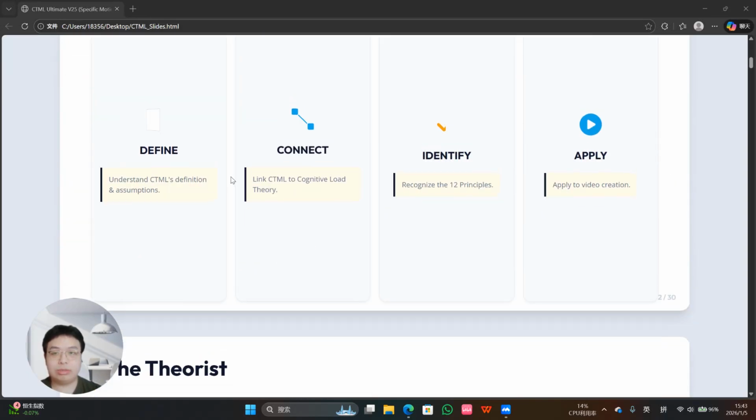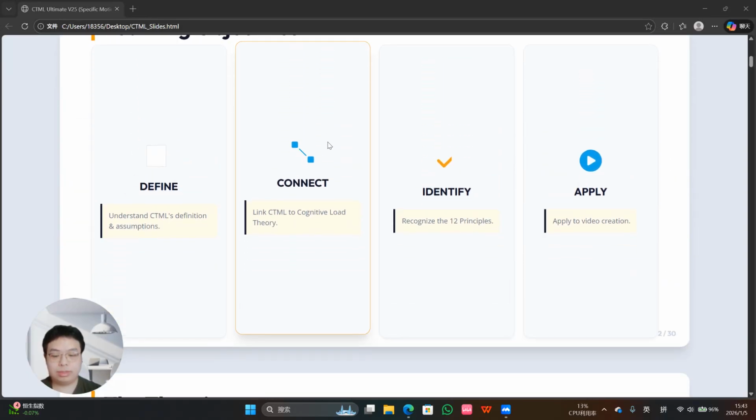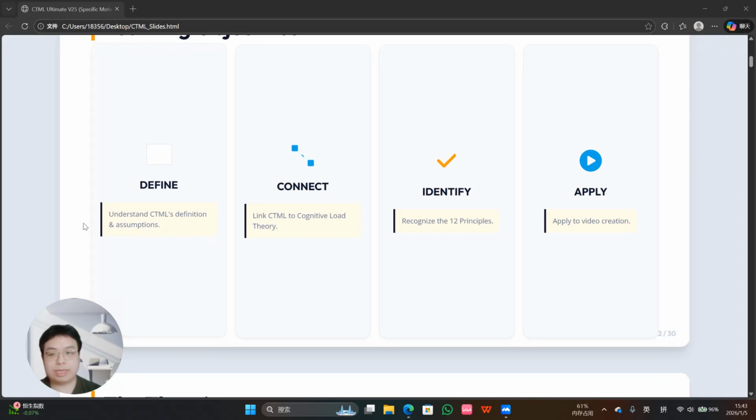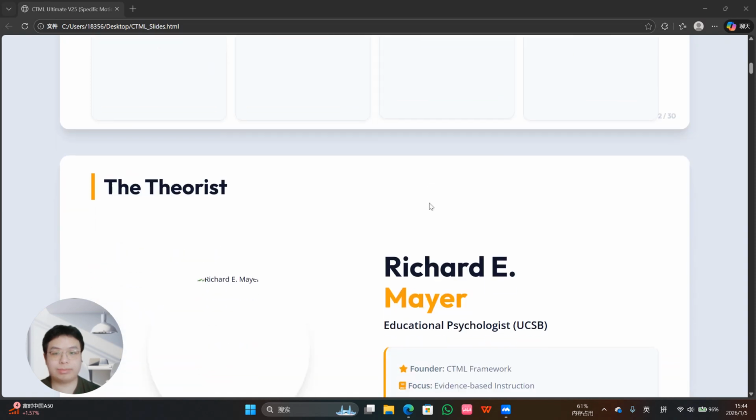Okay, now let's look at the learning objectives. For this class, our goals are very clear. First, define: understand the core assumptions of CTML. Second, connect: clarify its relationship with cognitive load theory, CLT. Third, identify: master the 12 core design principles. And fourth, apply: finally, learn how to apply these principles to the production of educational videos.